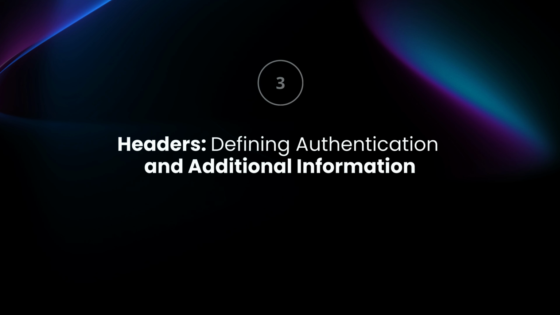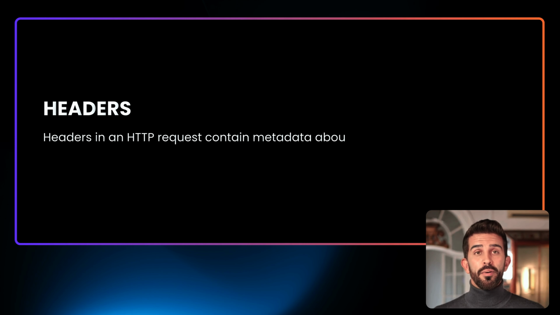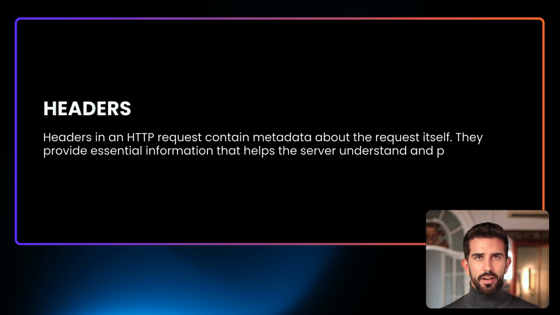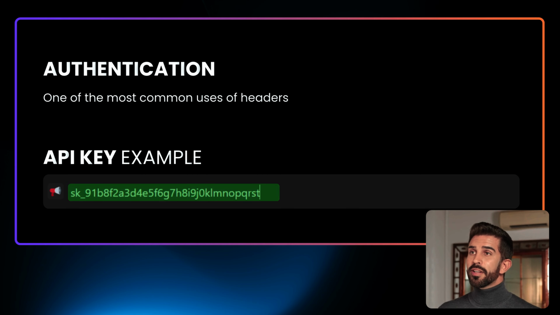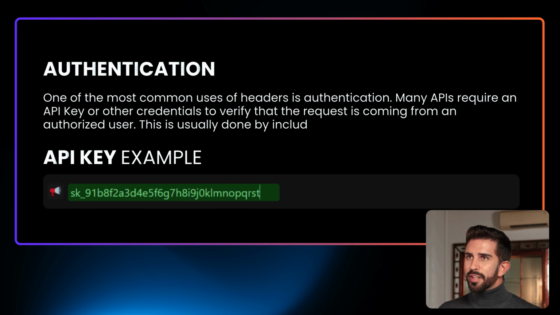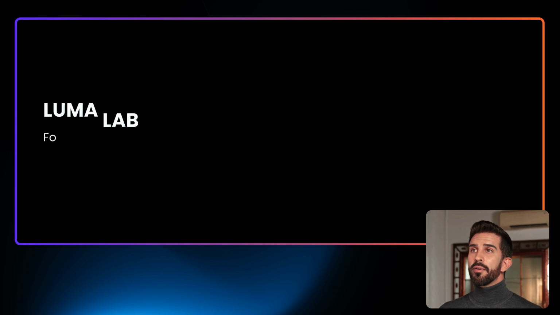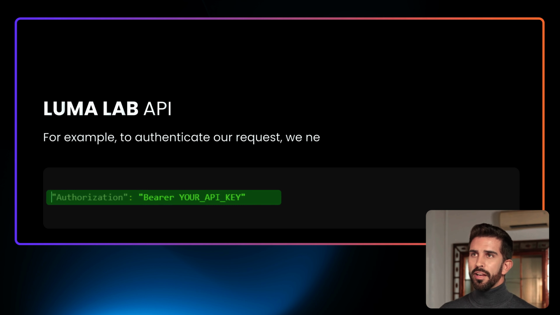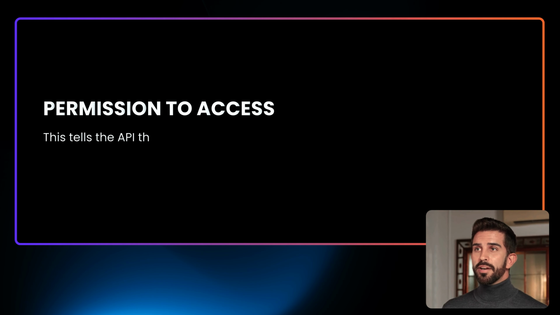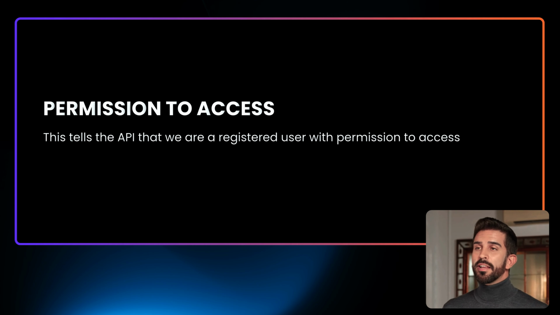3. Headers, defining authentication and additional information. Requests contain metadata about the request itself. They provide essential information that helps the server understand and process the request correctly. One of the most common uses of headers is authentication. Many APIs require an API key or other credentials to verify that the request is coming from an authorized user. This is usually done by including an authorization header. In Luma Labs, for example, to authenticate our request, we need to add an authorization header that looks like this. This tells the API that we are a registered user with permission to access the service.